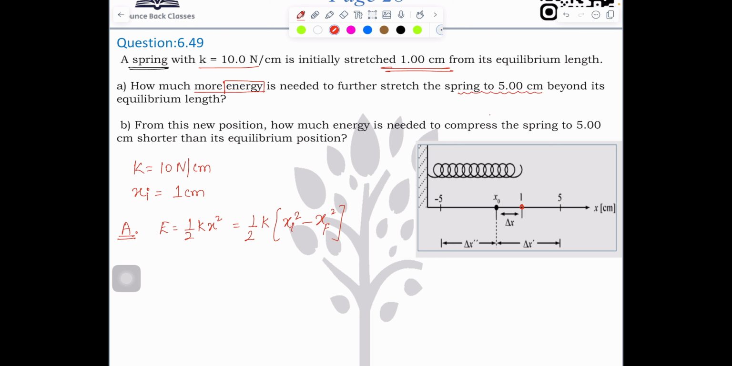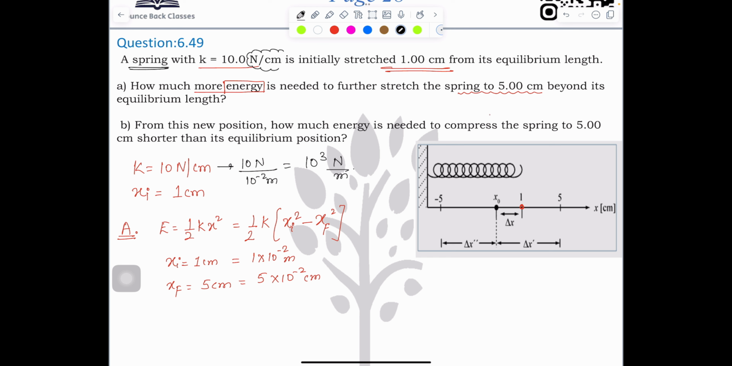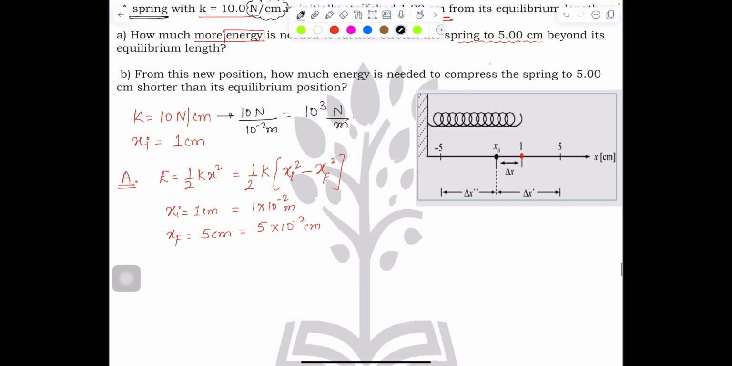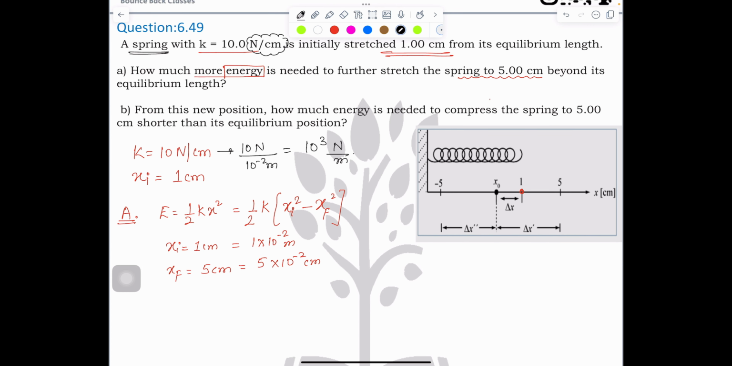Okay, xi I have 1 centimeter. Can I say 1 multiplied by 10 raised to negative 2 meter? Okay, xf is equal to 5 centimeter. Can I say 5 multiplied by 10 raised to negative 2 meter? Yes, and I need to solve this one also. 10 Newton per centimeter, centimeter to meter, so 10 raised to power negative 2 meter. So can I say 10 raised to power 3 Newton per meter? And you need to focus specifically on the units itself. Now I have everything, and we are looking for the energy.